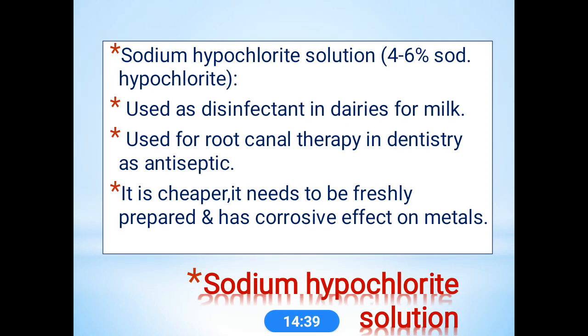Sodium hypochlorite solution is 4 to 6% sodium hypochlorite. It is used as a disinfectant in dairies for milk. It also has a great role in dentistry, where it is used for root canal therapy as an antiseptic. Another main advantage is that it is cheap, but it needs to be freshly prepared and has corrosive effects on metals.